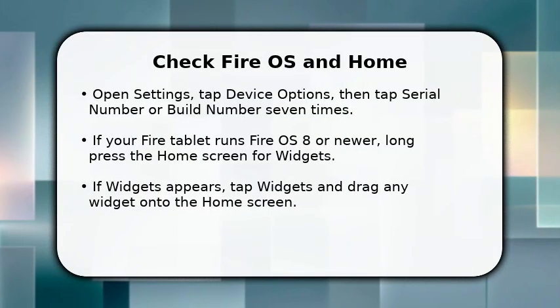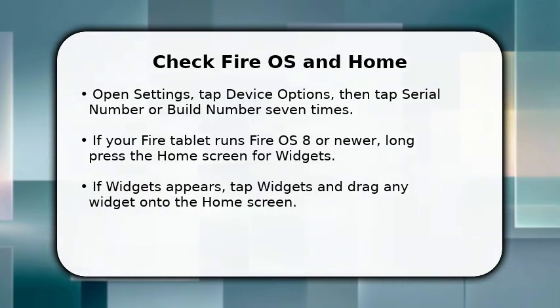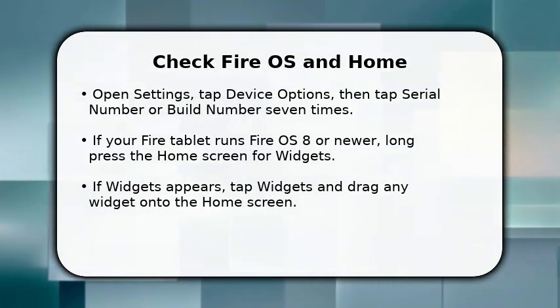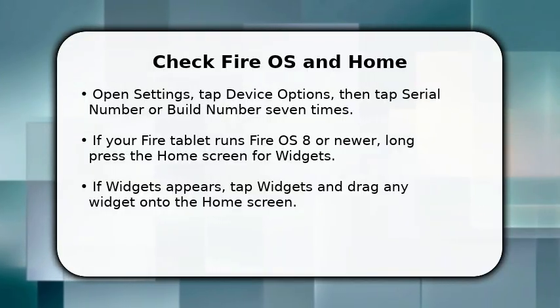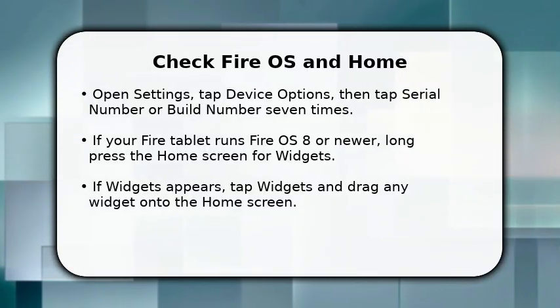Open Settings, tap Device Options, then tap Serial Number or Build Number 7 times. This unlocks developer options for advanced installs and diagnostics on your tablet.